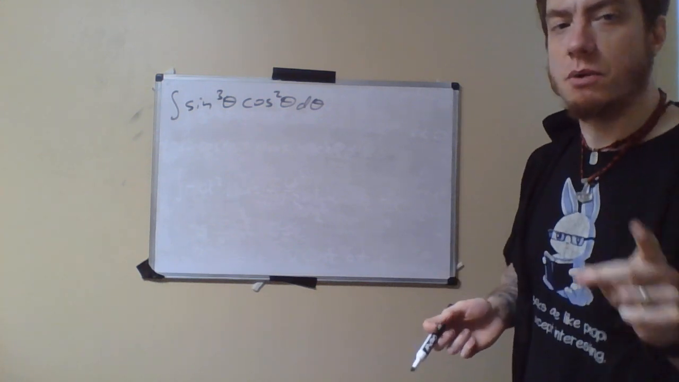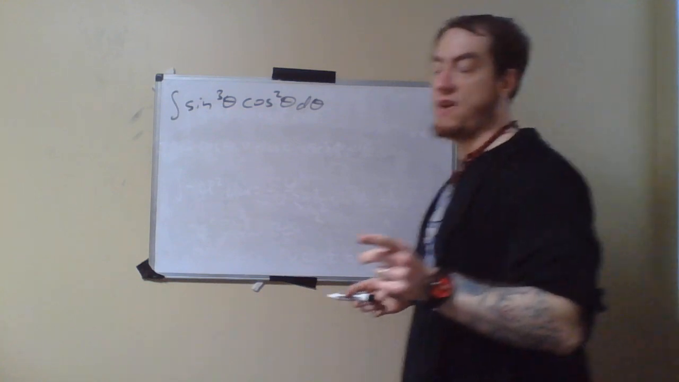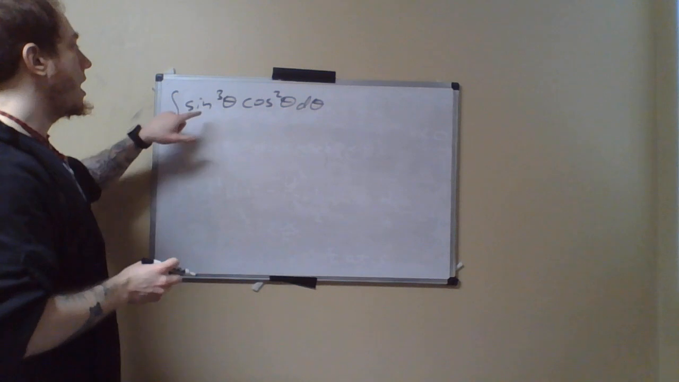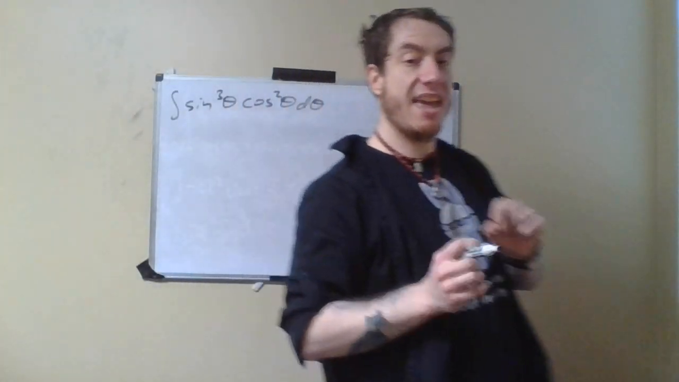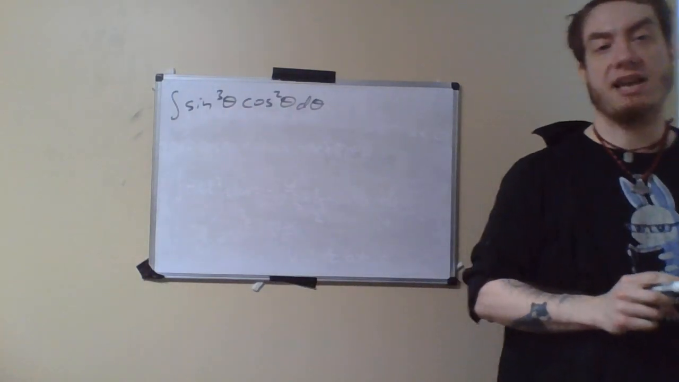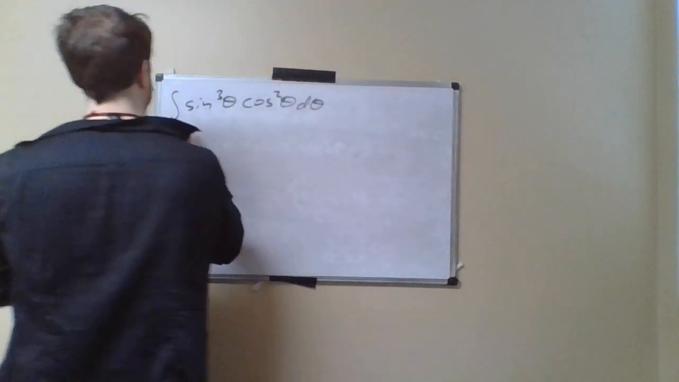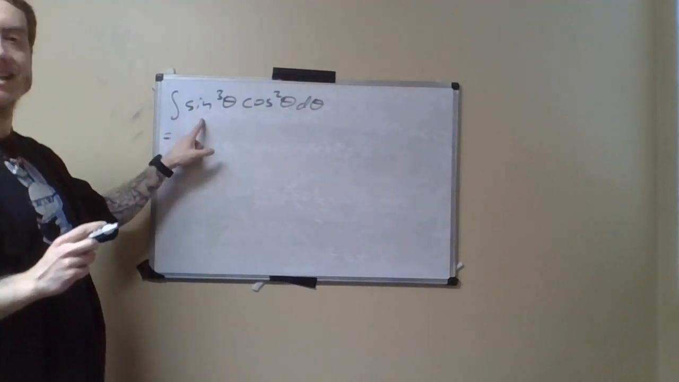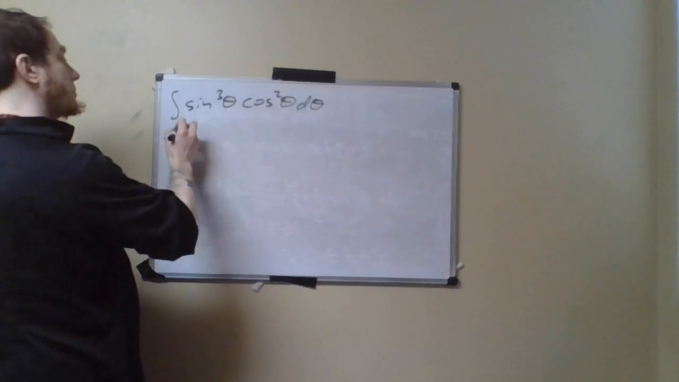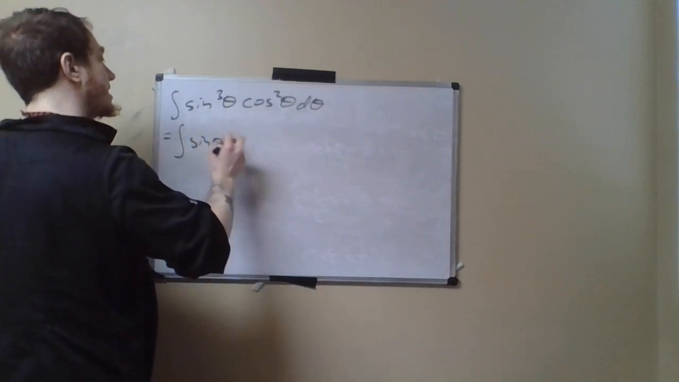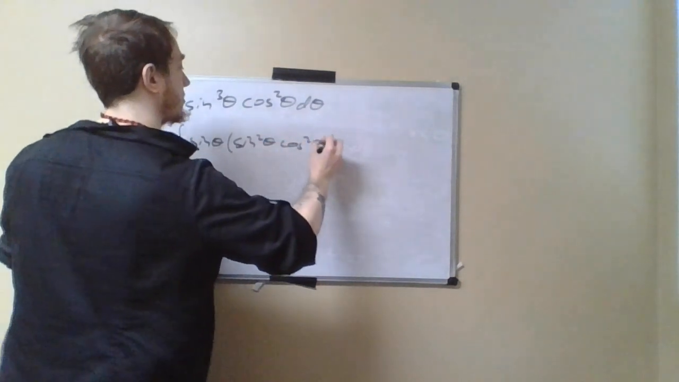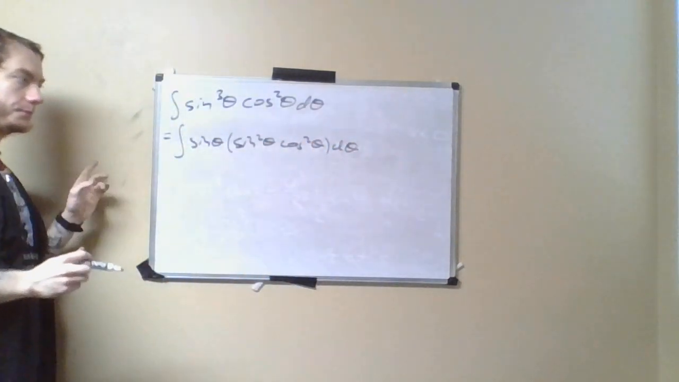But there's still a trick that we can do, and it comes back to the fact that there are trig identities. What I'm going to do is, if we can, we would like to peel off a single sine theta or a single cosine theta. And if one of them has an odd power, that is the one you want to peel off. And you'll see why I'm doing it this way in a moment. I'm going to rewrite this as the integral of sine theta times sine squared theta cosine squared theta d theta.